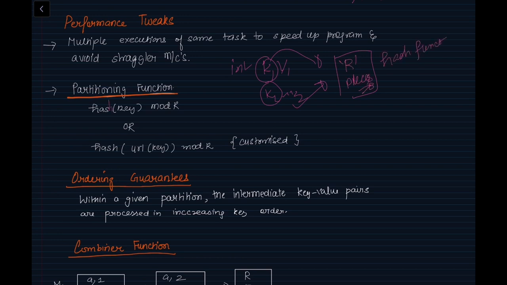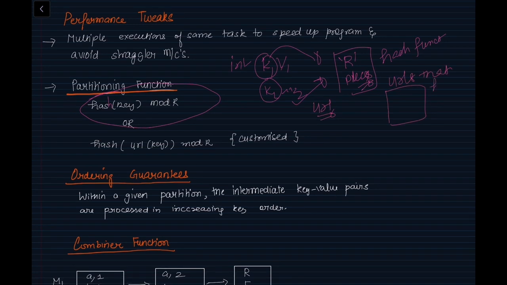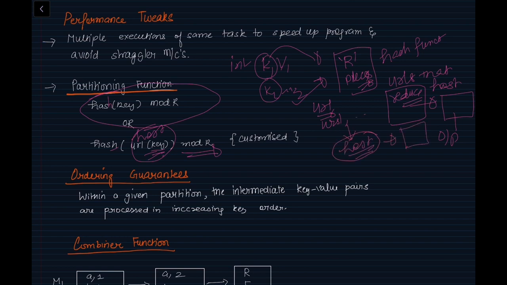So the default hash function can be something like this: hash of the key mod R. But let's say you have these URLs, and you want all the URLs that belong to the same host to end up in the same output file, or the same reducer. In that case you can keep the partitioning function as hash of the URL host of the key, mod R. That means you have a key, you find out its host, and then you hash the host mod R. What does it mean? If you have multiple URLs and you are mapping them to a particular host, all the keys that belong to the same host will now end up in the same reducer worker operation.